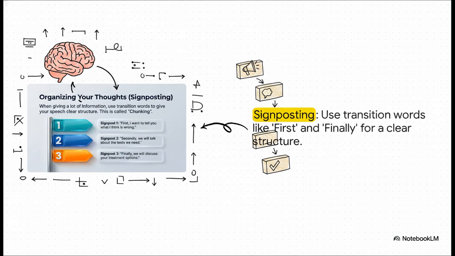So what do you do when you have a lot of information to share? You don't want to just dump it all on the patient at once, right? Well, there's a great technique called signposting. All it means is using simple transition words like first, secondly, and finally. This breaks down your advice into smaller, bite-sized pieces, making it so much easier for the patient to follow along and remember what you said.